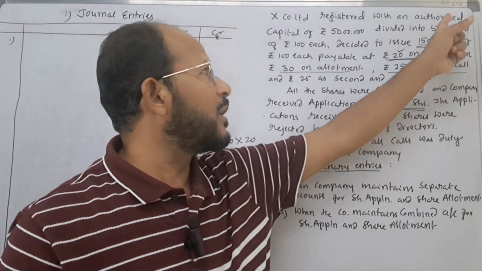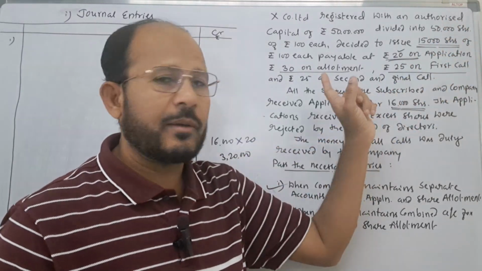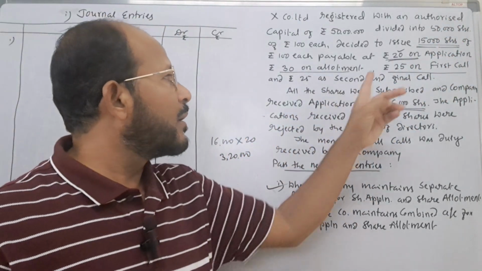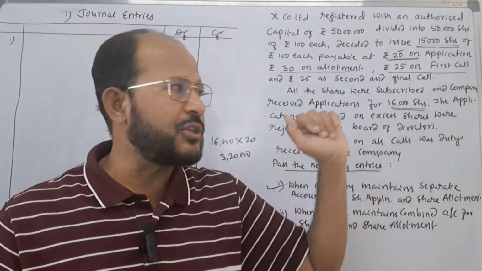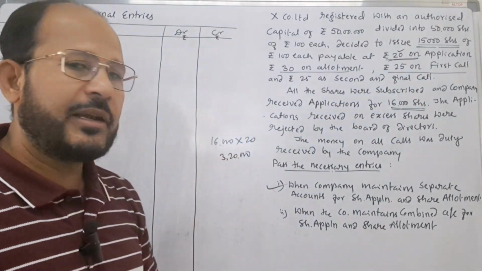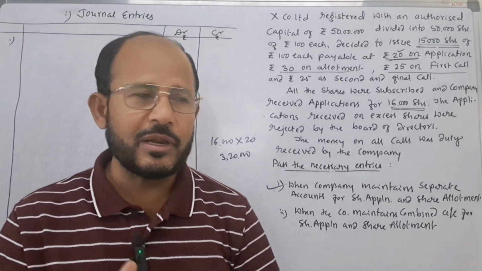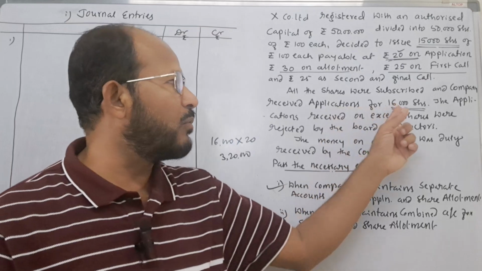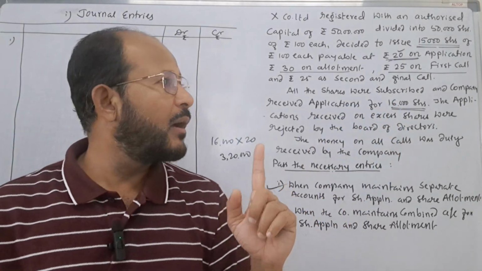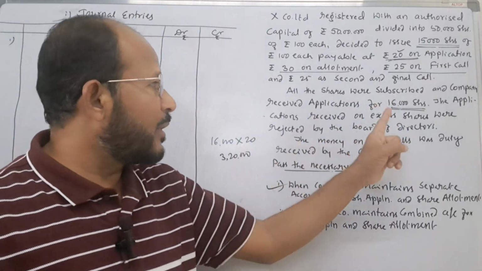Actually, the company's plan was to collect rupees 3 lakh. It means for 15,000 shares, it comes to 3 lakh only at the rate of rupees 20 per share. But here, the company has collected rupees 3 lakh 20,000. The extra 20,000 is collected because there is demand for 1,000 extra shares.